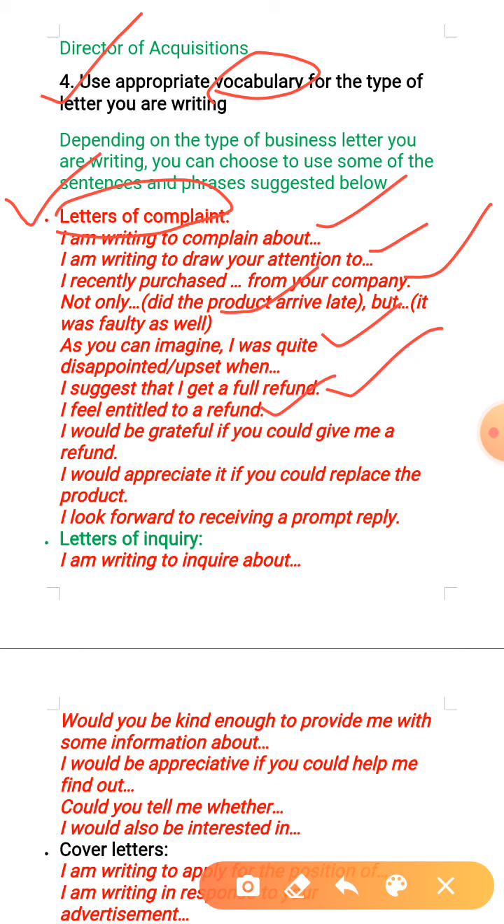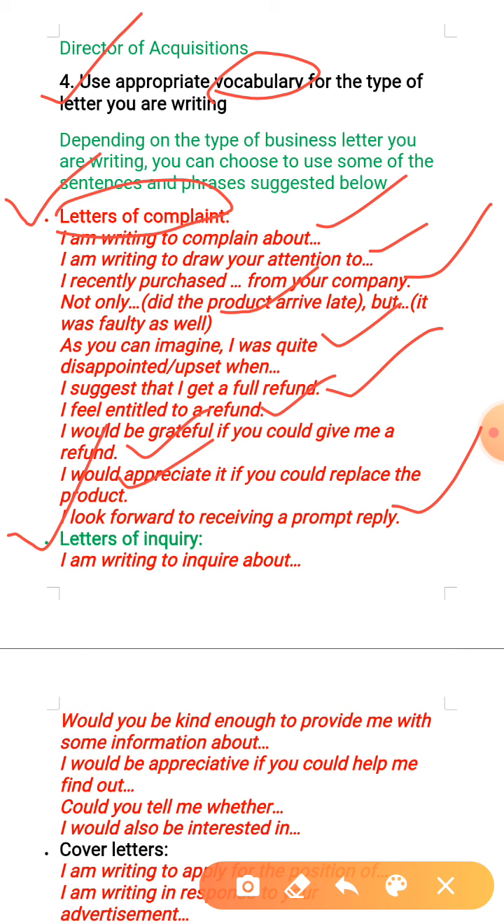I would be grateful if you could give me a refund. I would appreciate it if you could replace the product. I look forward to receiving a prompt reply. These are some suggested sentences and phrases that you can use in your letter of complaint. And second point, letter of inquiry.